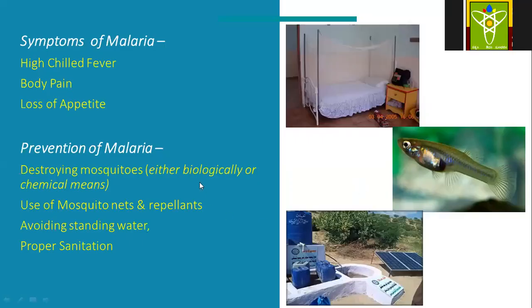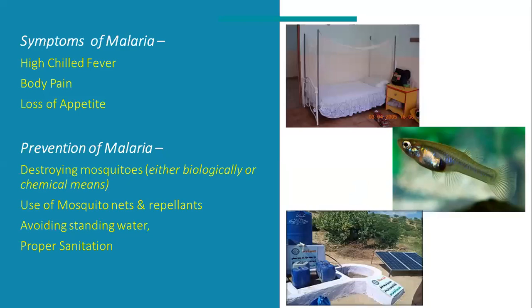Symptoms of malaria. Whenever a person gets malaria, he always suffers with high chilling fever. Chilling means continuously he is feeling cold in the body. He's shivering, and after the shivering, he is associated with high fever. This is the first symptom, and the fever is very uncontrolled, the same as we can see in the case of typhoid itself.